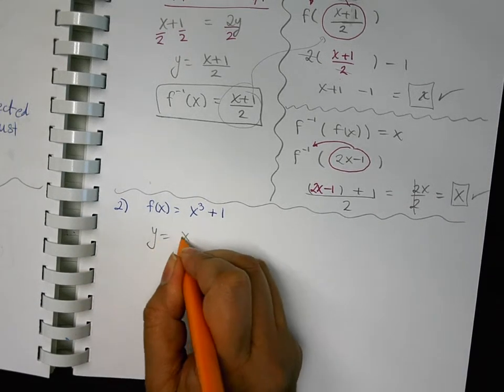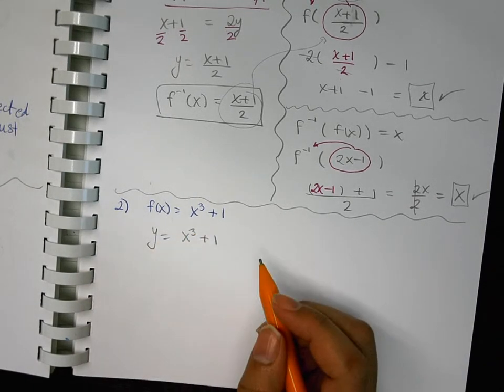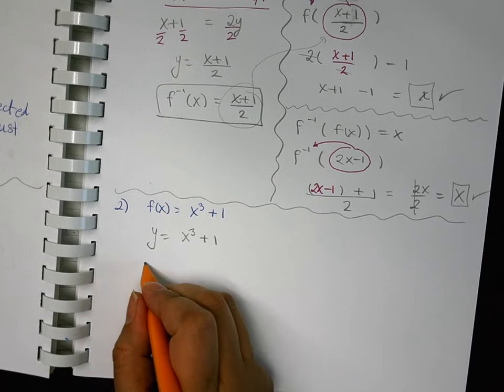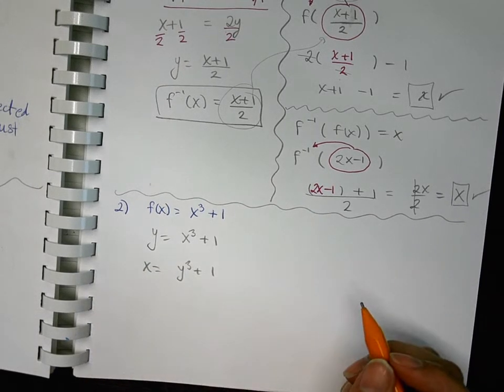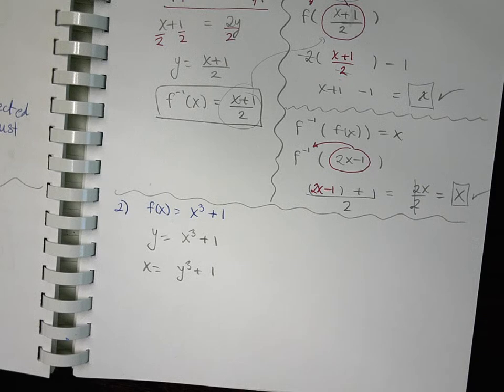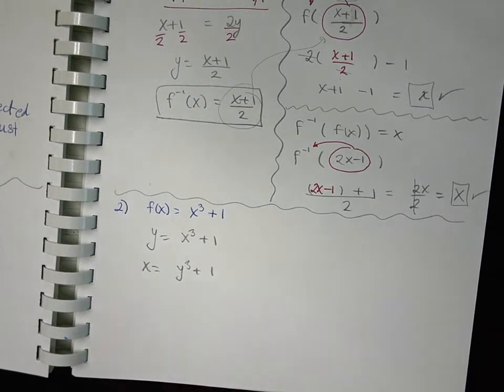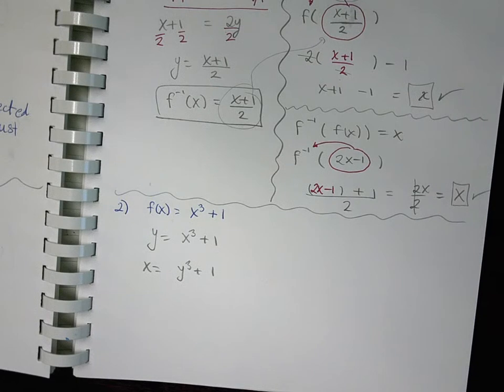Let's go through the steps quickly. Y equals x cubed plus 1. What do I do with the x and the y? Switch them. X equals y cubed plus 1. And solve. I'm going to let you do that now. Subtract and get y by itself.